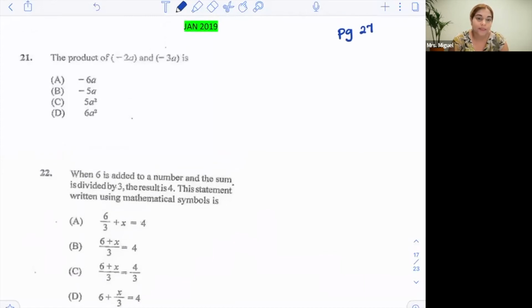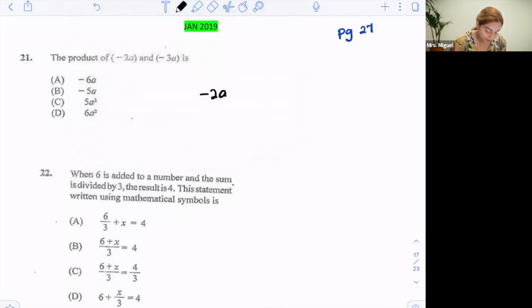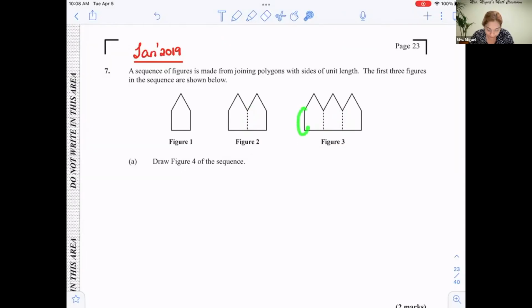So the first question from January 2019, the product of negative 2a multiplied. Ensure that the first line is solid, the last line is solid, and the lines in between are dotted. So if I were to draw figure 4, so I have 1, 2, 3, 4.